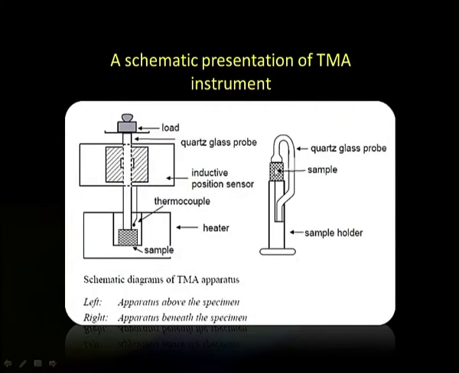Now, if we see here, this is actually the load or the force generator, then we have a quartz glass probe which passes through this induced position sensor. We have a thermocouple near the sample and this is our furnace or heater. So, this is the apparatus which is above the specimen. Now, on the right hand side you can see the apparatus which is beneath the specimen, the quartz glass tube. We have a sample here and then the sample holder.